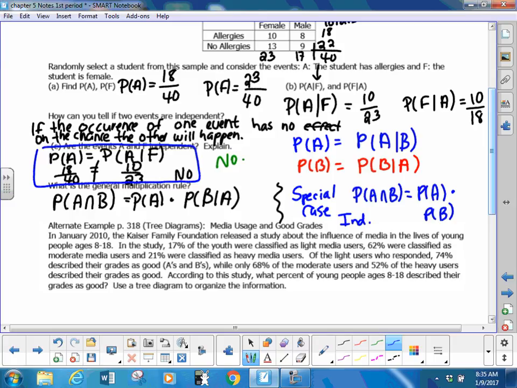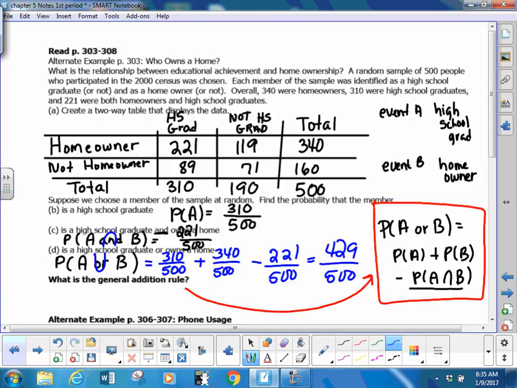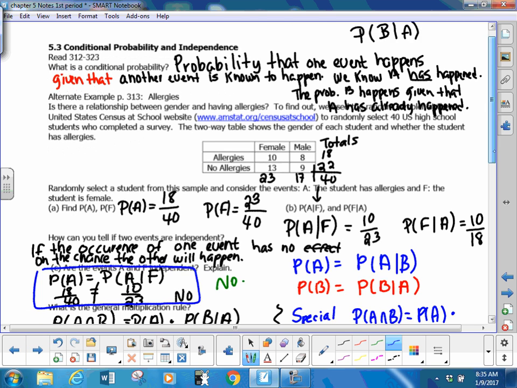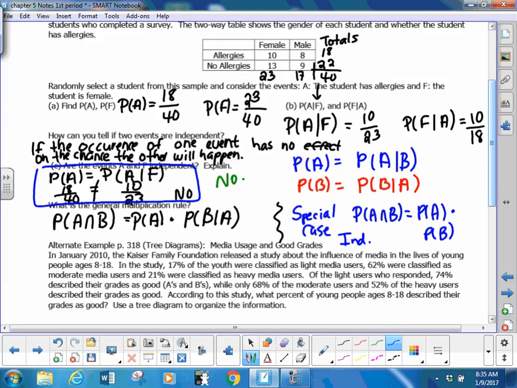Now, we've talked about two very different things, mutually exclusive and independence. Mutually exclusive, we talk about that in context with your "or." If they're mutually exclusive, you can kind of take off this minus part. Independence, you talk about in context with your "and" statement. And if they're independent, it makes your formula a little bit easier. You can use the special case.